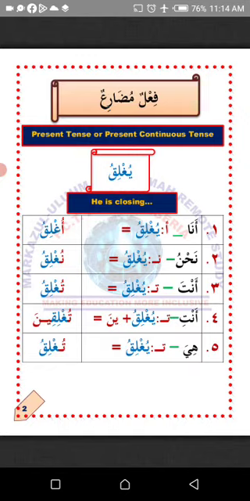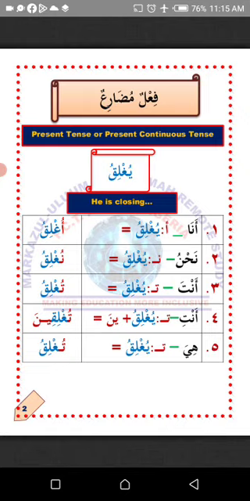Fi'ilun mudari is a form of verb in Arabic that one can use to talk about an action happening at the moment or something that we do on a daily basis, like going to work, going to school, or going to mosque. As I am teaching now, the only form of verb in Arabic that I can use to talk about what I am doing now is called fi'ilun mudari. The question is, how do we change the verb yugliku to suit the pronouns below?